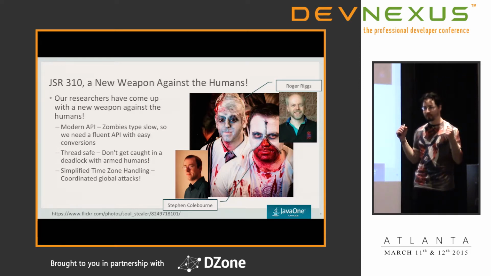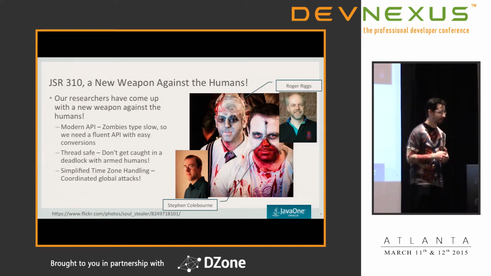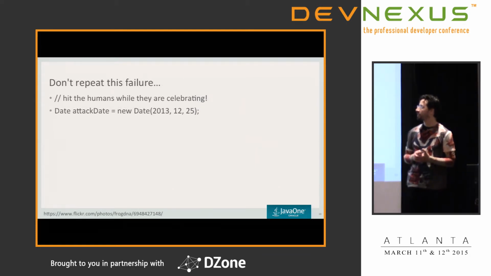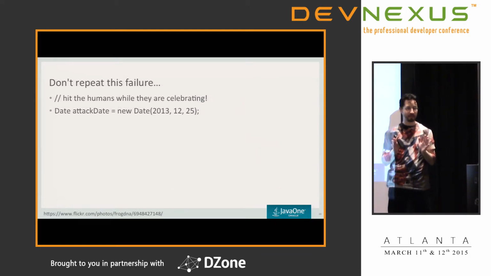And what JSR 310 is going to do for us is this: we move really slow, like zombies, not the fastest creatures on the earth, so we need a fluent API so we can actually be productive. Reading long dates and working with cumbersome APIs is not going to happen. And we don't want to get caught in the middle of our big attack and then have deadlocks in our code. So, thread safety, very important. And to coordinate our global attacks, because zombies are worldwide, we own the world, we need proper time zone handling so we don't have mistakes in our assault. And we're going to try not to repeat this failure with the old date and time APIs.